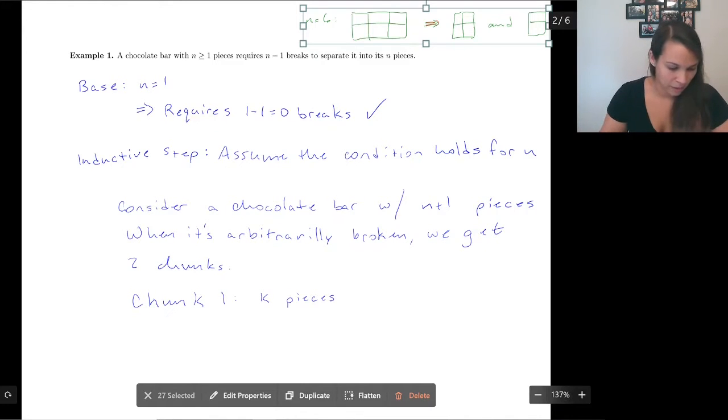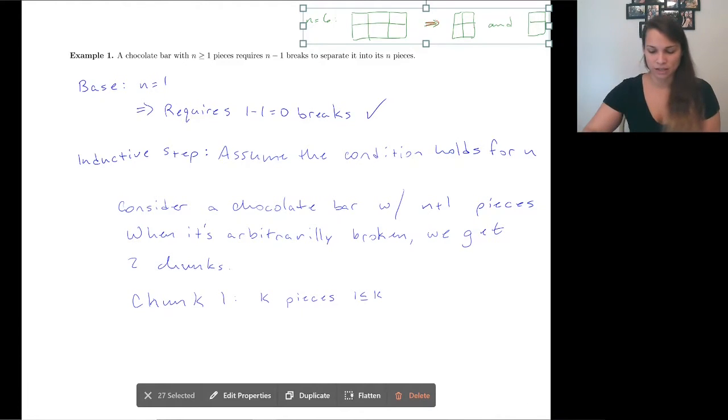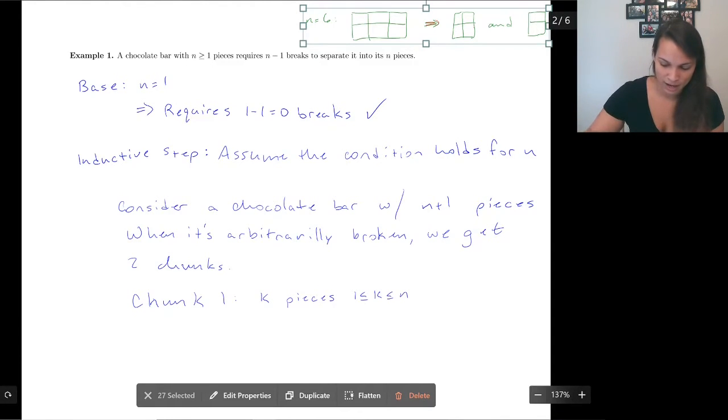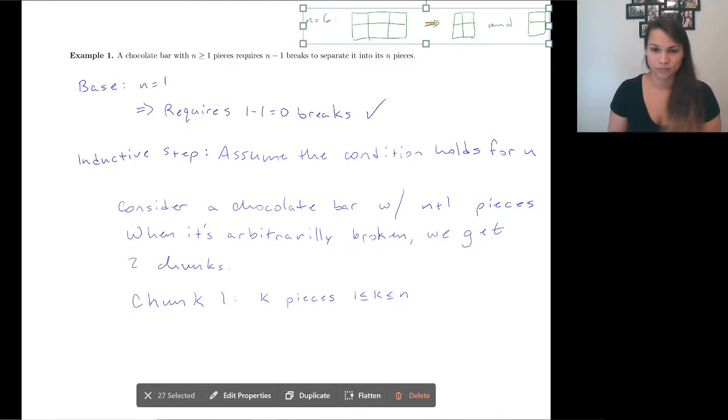And what can we say about k? Well, it has to be at least 1. But then chunk 2 needs at least 1 piece, and so there can't be any more than n pieces, otherwise he'd have all the pieces. So k is going to be somewhere between 1 and n.